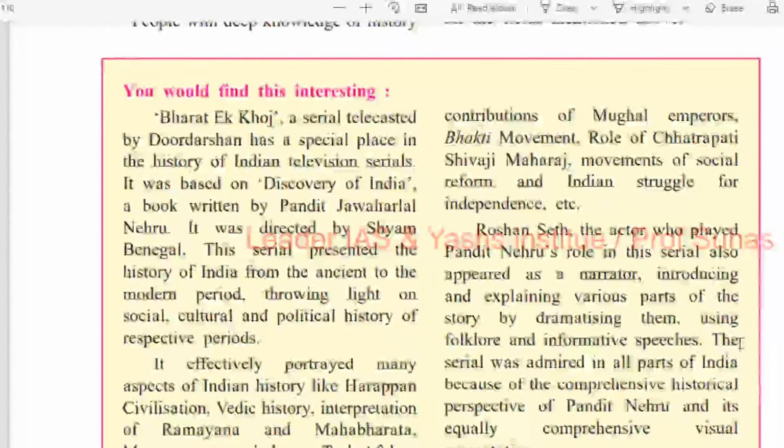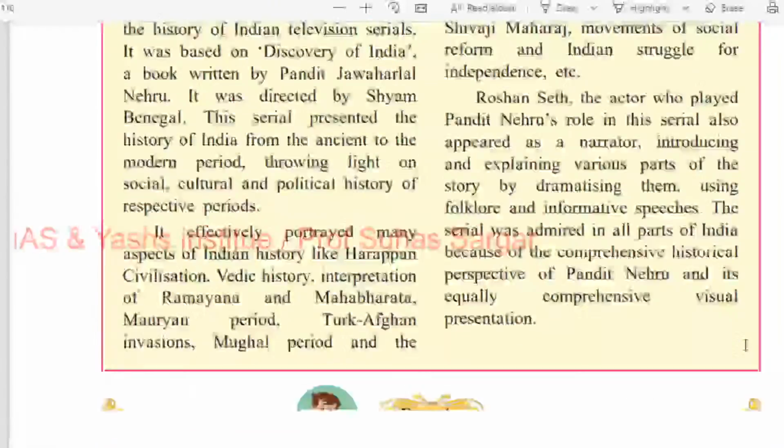The actor who played Pandit Nehru's role in this serial also appeared as a narrator, introducing and explaining the various parts of the story by dramatizing them. Using folklore and informative speeches, the serial was admired in all parts of India because of the comprehensive historical perspective of Pandit Nehru and its equally comprehensive visual presentation.